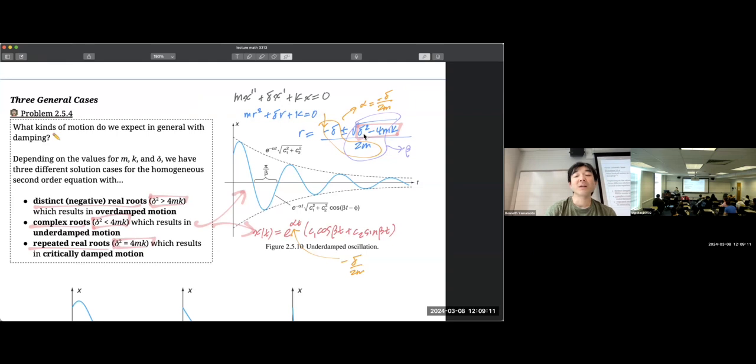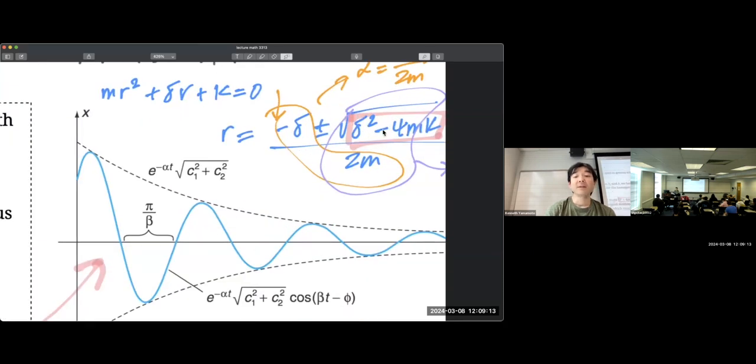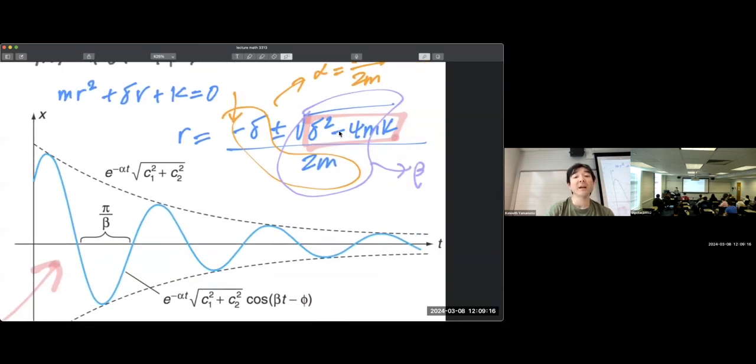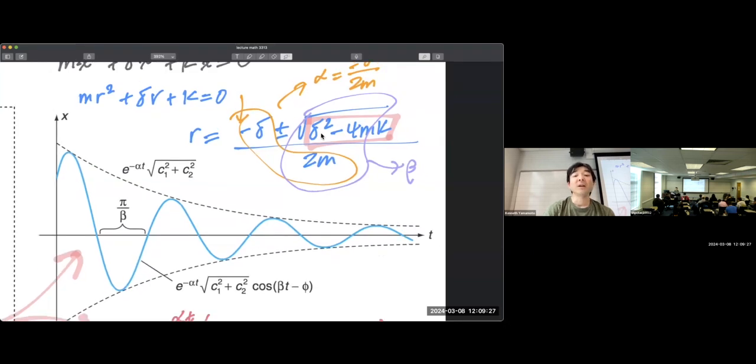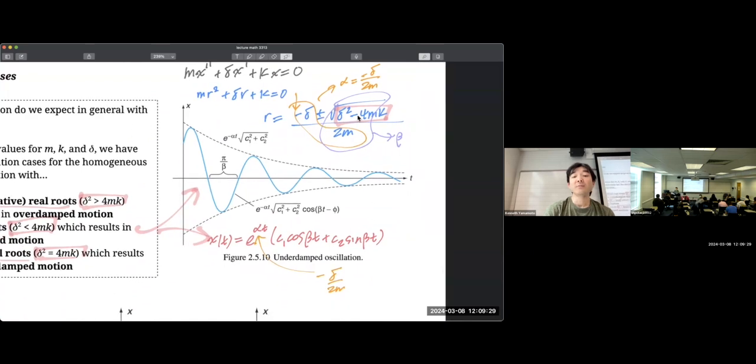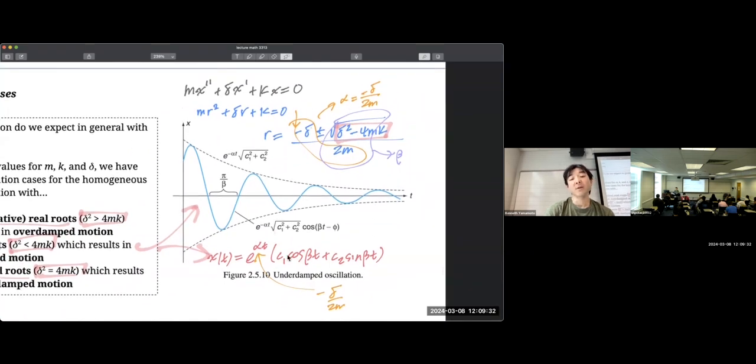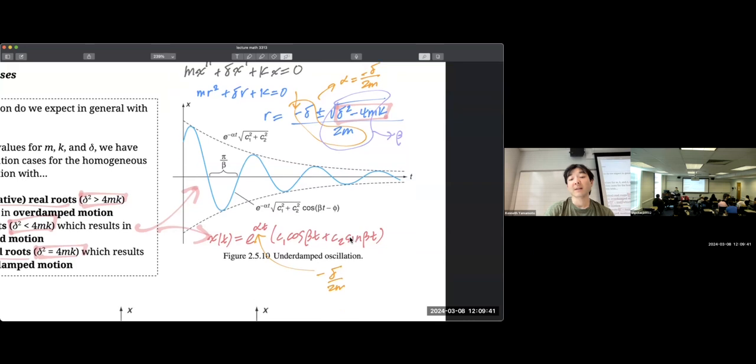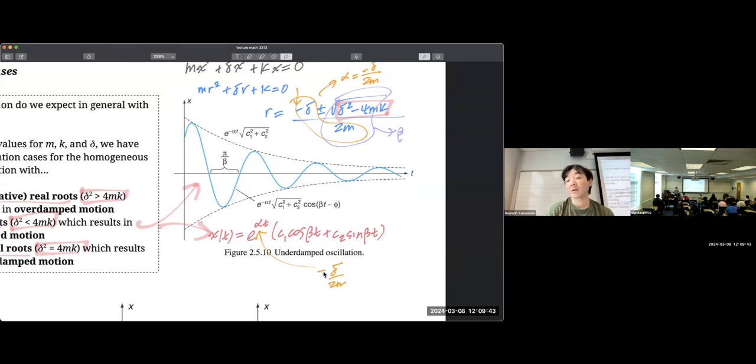Now, if you had the case where delta is really small, that means delta squared minus 4mk will be negative. That's a situation where you have very little damping in your system. This quantity in here is negative because delta squared is quite small, and you're going to get complex roots. Your solutions will look like this right here. It's going to have a real part, which comes from what I circled in orange here, negative delta over 2m. That's going to be your alpha. Your beta is going to come out of this part right here.